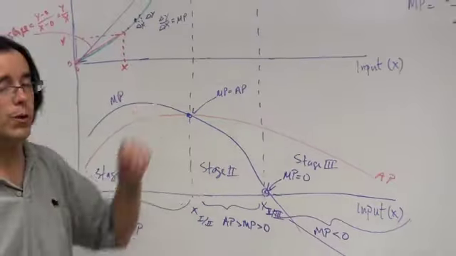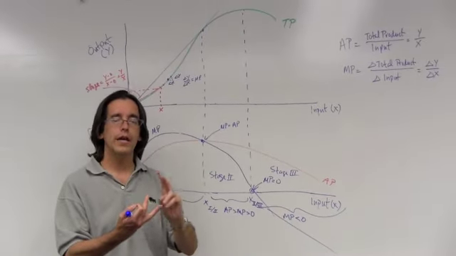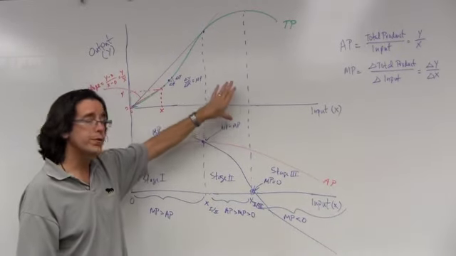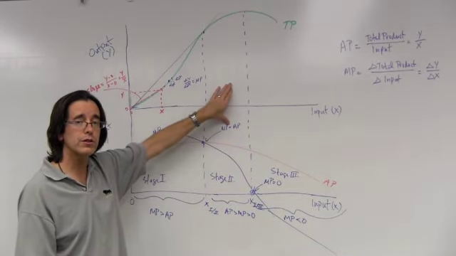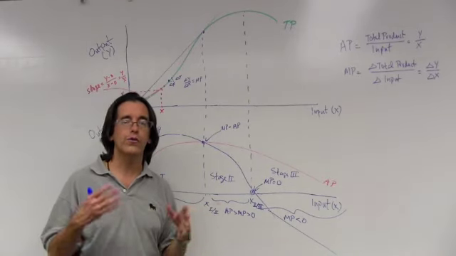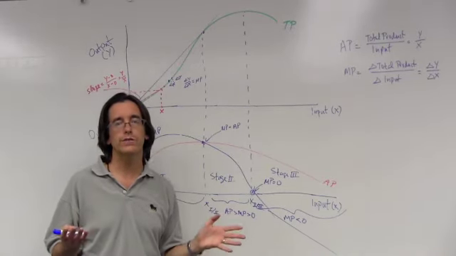Okay? So, again, what we've done is we've looked at total product, average product, marginal product, kind of gotten this idea of what the pictures look like or what the graphs look like, and we've used those concepts to start narrowing down the relevant ranges of input use.